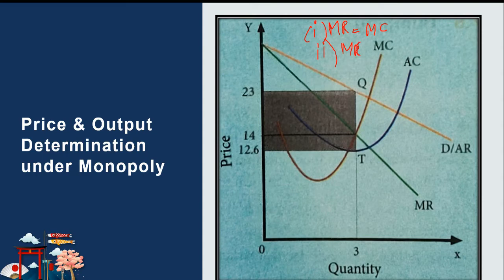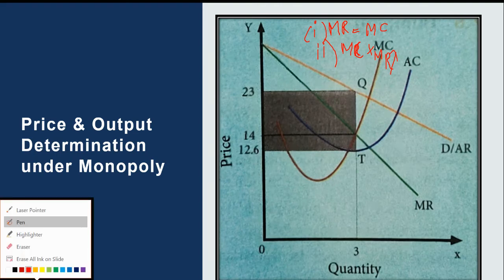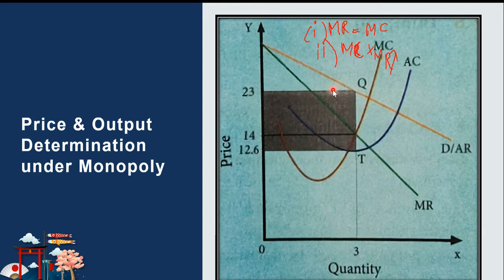I'm sorry. MC curve cuts the MR curve. From where did we cut? From below. This is the second condition. That is the point of equilibrium. There are two conditions for equilibrium. One, MR is equal to MC. Next, the MC curve cuts the MR curve from below. So, in that equilibrium, correct?